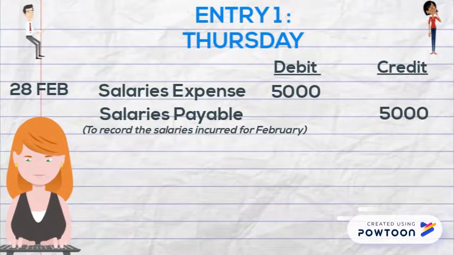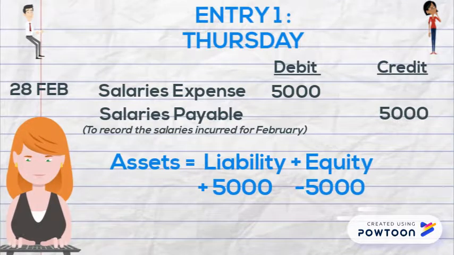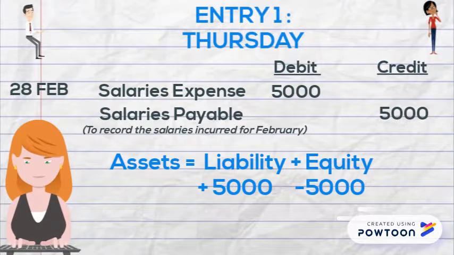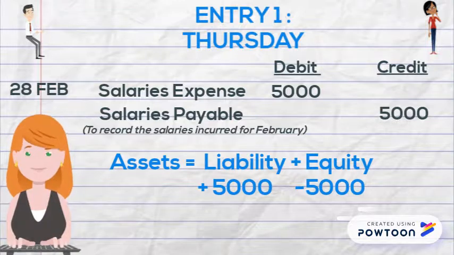This is recorded by debiting the company's salary expense account by $5,000 and it is thus increased as the expense has now been incurred. The salaries payable account is credited at the same amount of $5,000. This account is increased because Sally has not yet paid her employees.